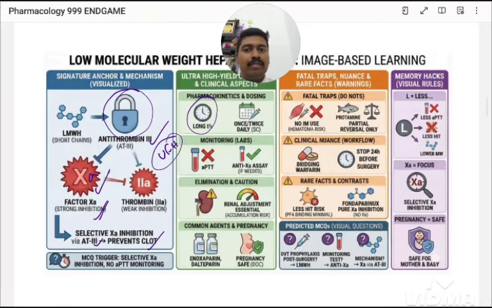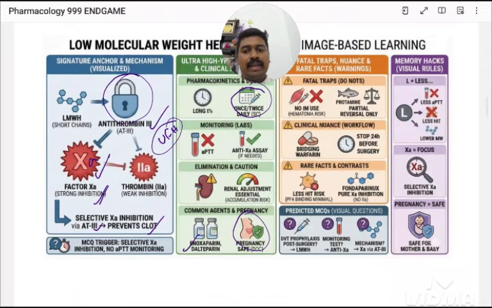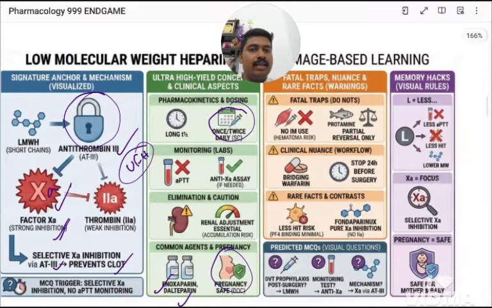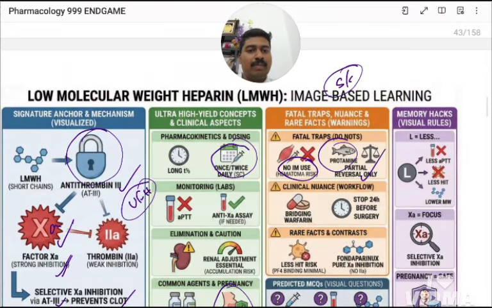Okay, long half-life, that's why only once or twice daily is recommended. We monitor by anti-10A assay if needed. Next, renal dose adjustment I have told, and it is safe in pregnancy also. We don't give warfarin in pregnancy, we give LMWH in pregnancy. Next, the trade names are enoxaparin and dalteparin. It should not be used intramuscularly. Okay, so it is used via the subcutaneous route. Antidote is protamine, but it causes partial reversal only.